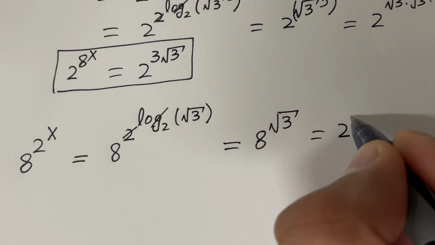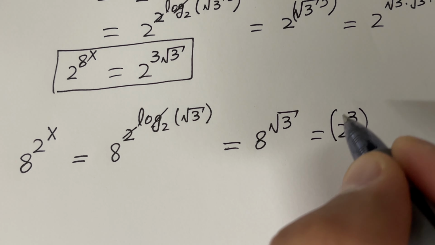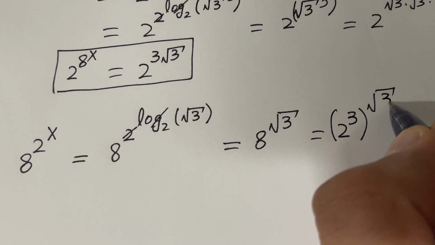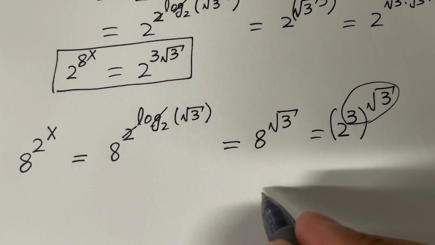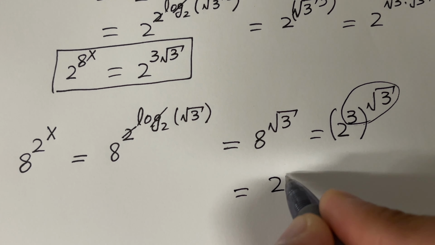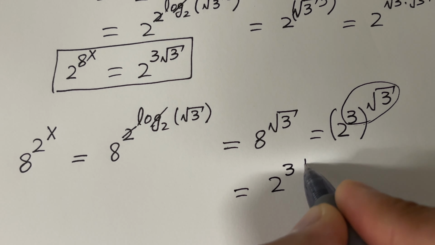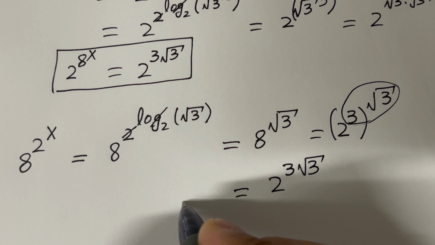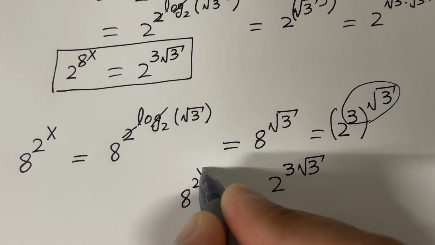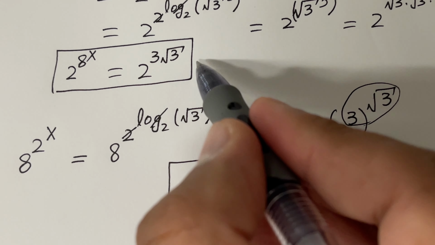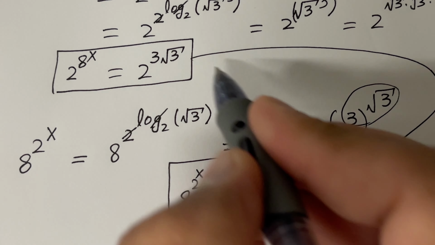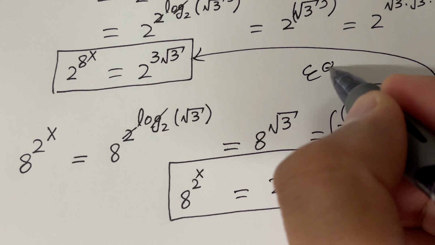So 8 can be written as 2 raised to the power 3, and we have another power square root of 3 on top of it. Now you can just multiply these exponents, so that will be 2 raised to the power 3 times square root of 3. The right hand side is 8 raised to the power 2 raised to the power x, this power tower. So if you look here, both of these are equal.